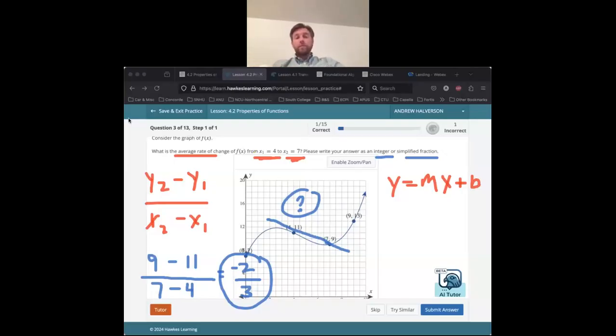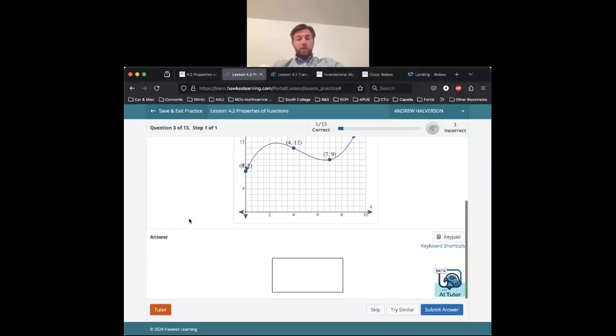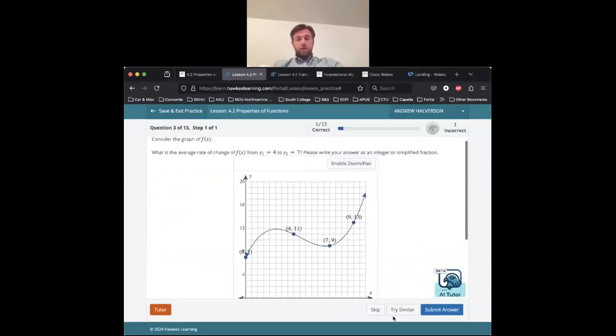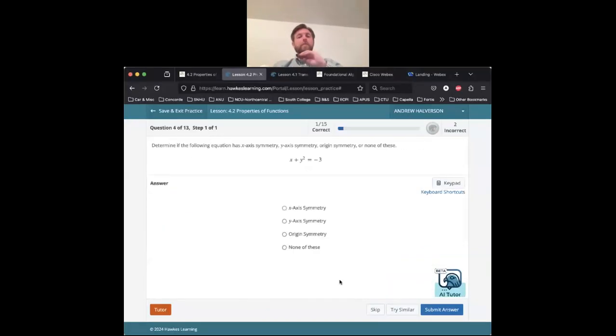So let's see. Okay. Skip. Okay, determine if the following has x-axis symmetry, y-axis symmetry, or none of these. Okay, this is a little bit of a tricky question.